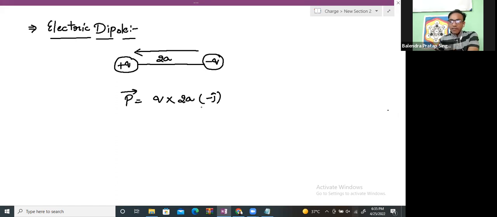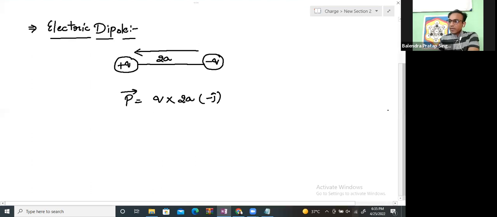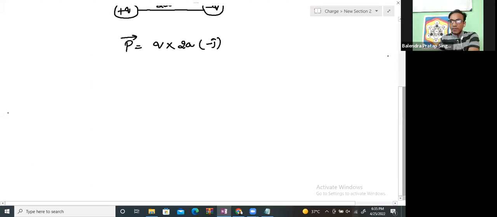After that we found the electric field on the axial line of the electric dipole. Let me give you a very quick revision of the result of this electric field on the axial line of the dipole.